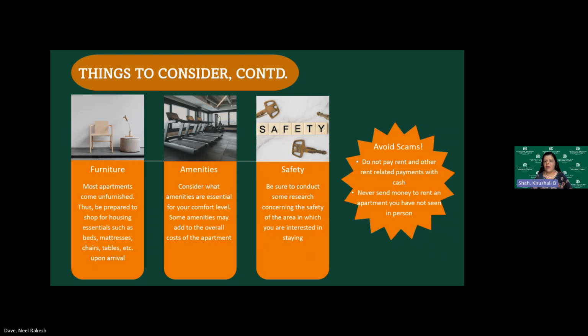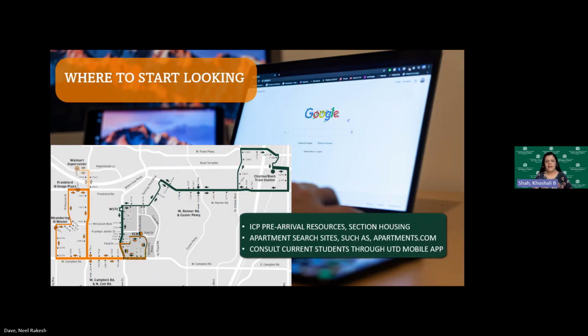So we will talk about how to go about looking for apartments. So next slide, please. All right, so once you have determined what exactly you're looking for in an apartment, like what amenities you need, do I need a pool? Do I need one with a gym? Do I need one with washer dryer? Once you have determined that, there are resources that we'll discuss right now on how to go about looking.